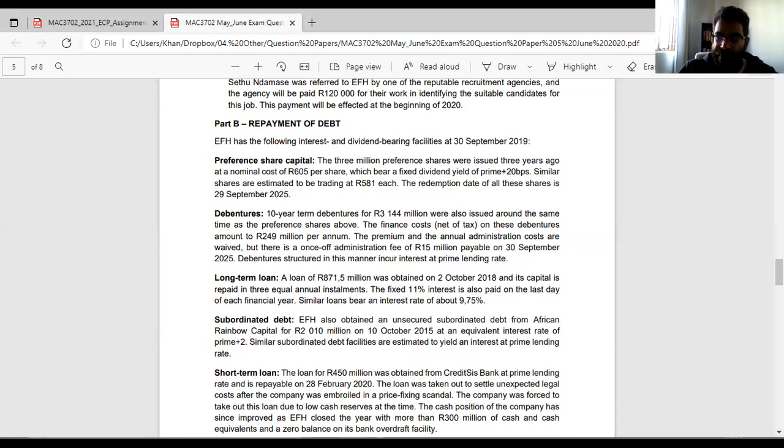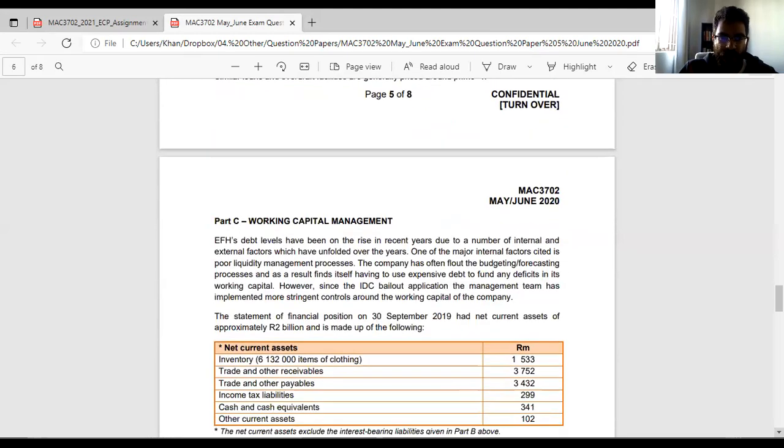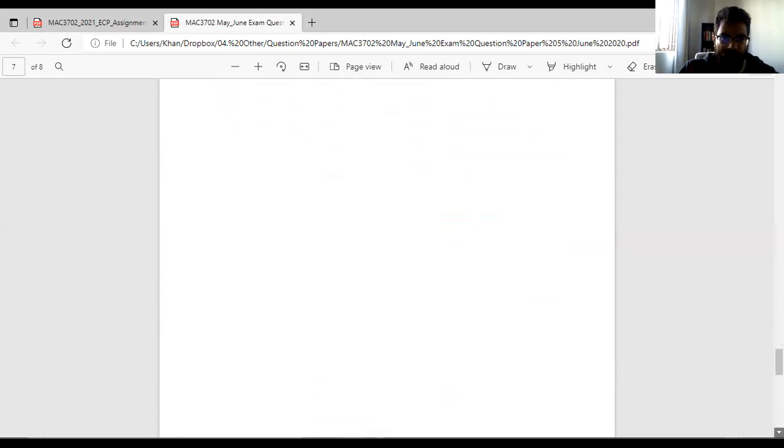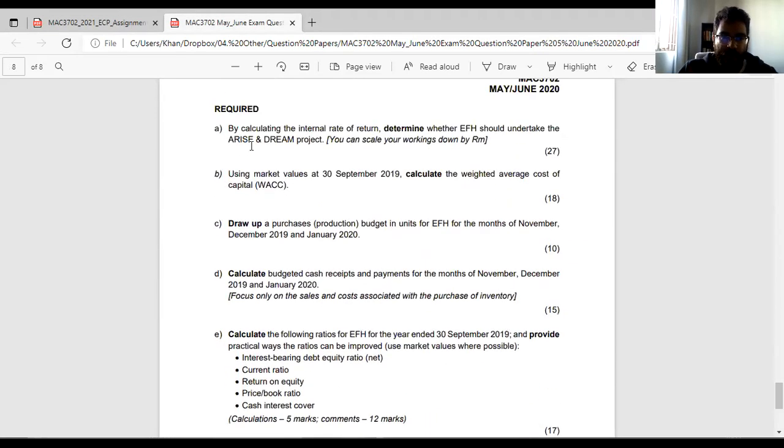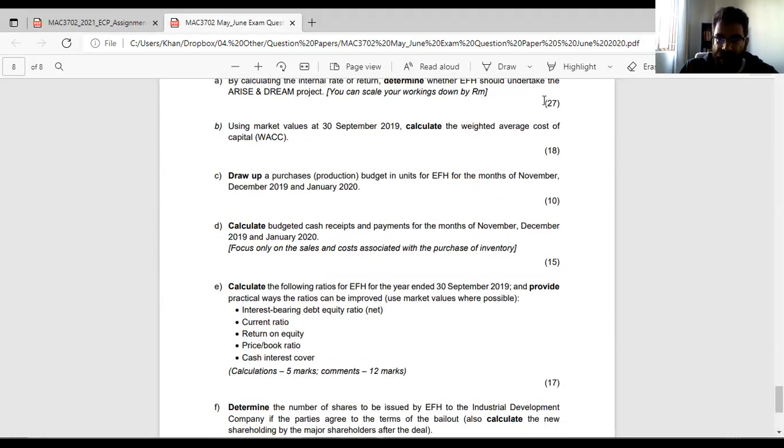So if we read the required, you can see that by using market values at 30th September 2019, that's your reference point, calculate the weighted average cost of capital, WACC, 20 marks. As you can see, if this was me, I'd have done this paper over 5 days, over 5 sessions. This I'll use as 1.